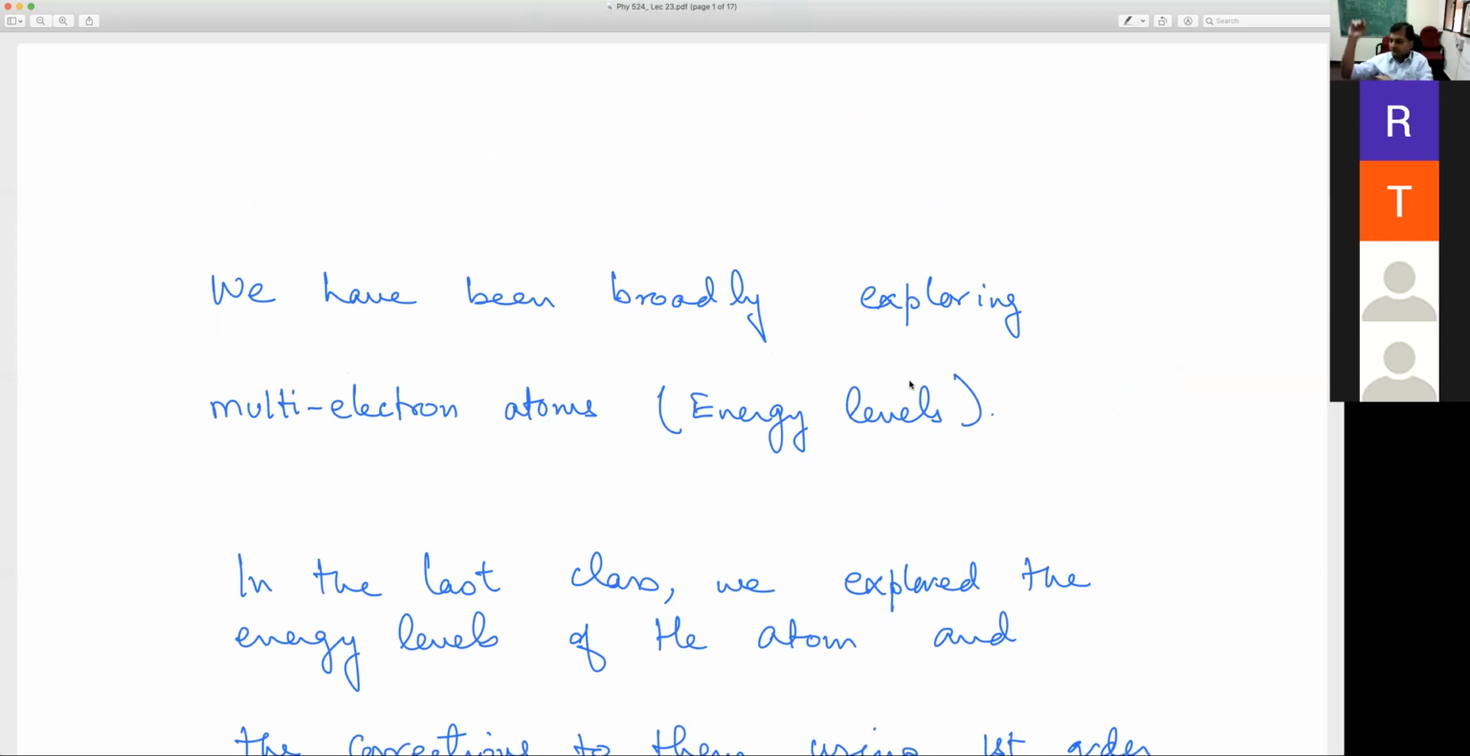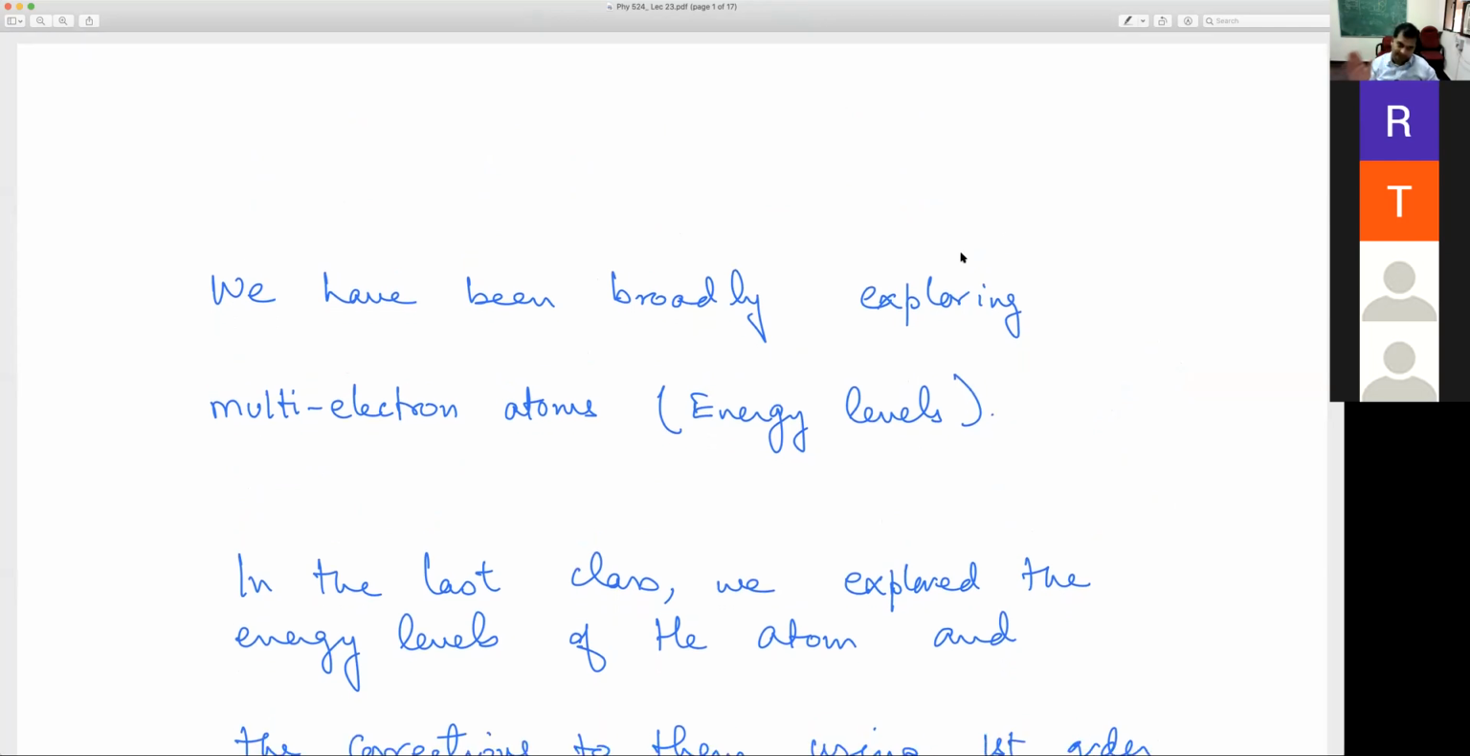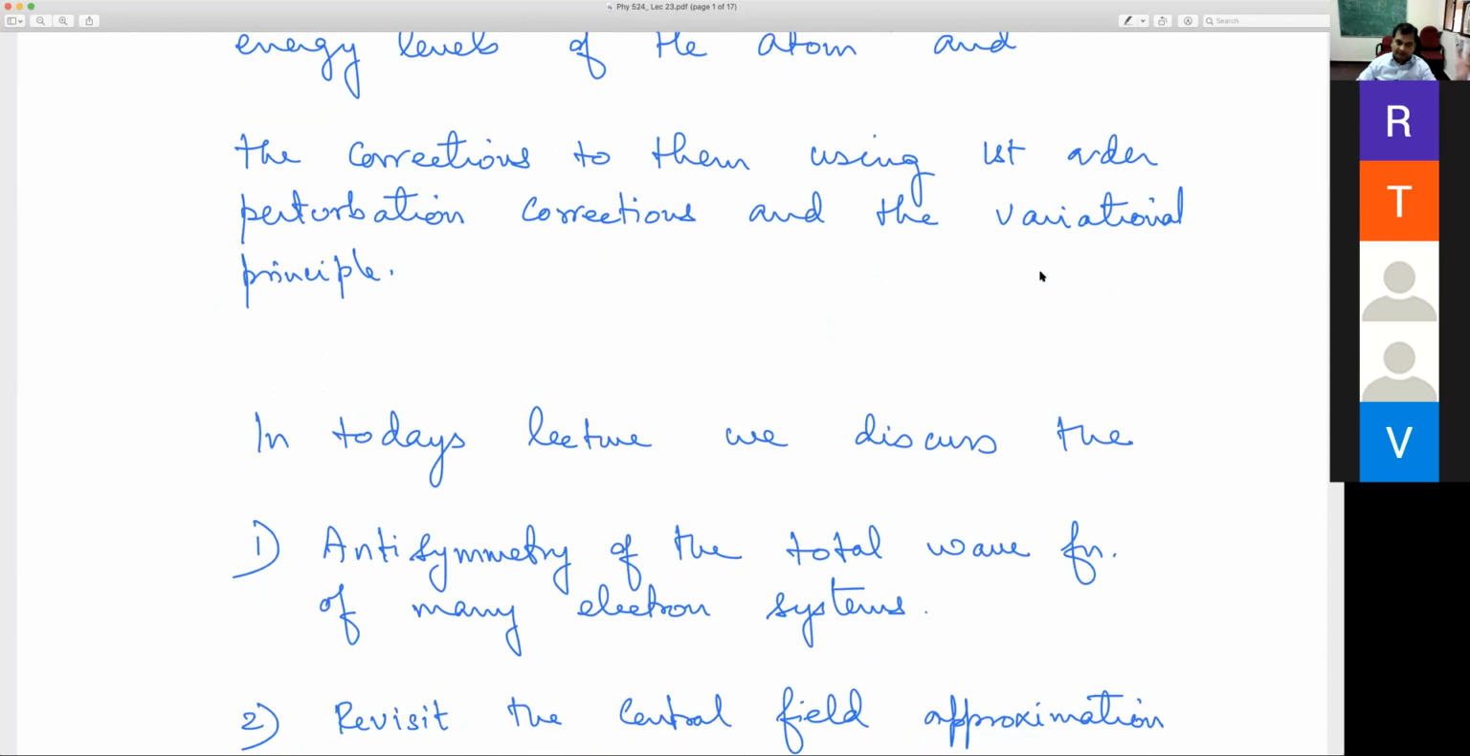For the last few lectures, we have been exploring multi-electron atoms and their energy levels. I've been arguing that the most dominant contribution comes from the electron-electron interaction, and the splitting of the energy levels based on total spin and total angular momentum values. In the last class, I showed that corrections using first order perturbation theory and the variational principle can already take your energy levels very close to the actual values.